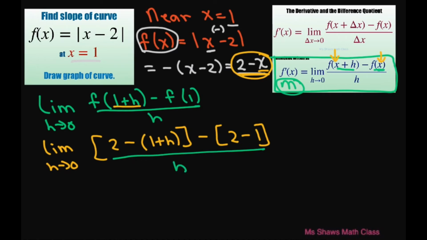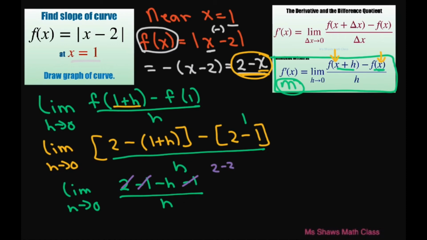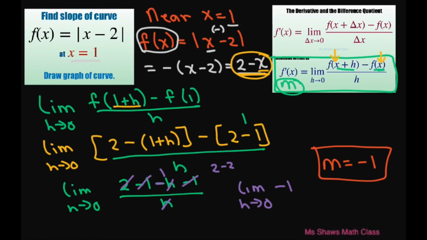Now, simplifying this, we're going to get the limit as h approaches 0 of 2 minus 1 minus h, minus 1, divided by h. Now, this all will cancel because that's 2 minus 2. And h will go into h one time. We have this negative here. So we really have the limit as h approaches 0 of negative 1. So the limit of a constant is just the constant. So our slope is negative 1. And that's what we had to find.